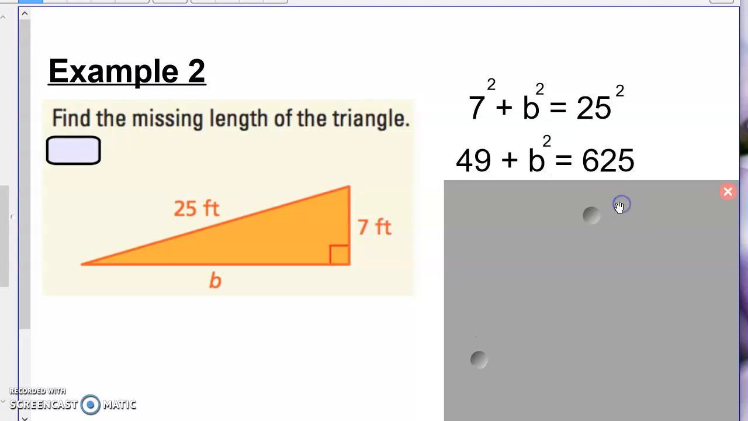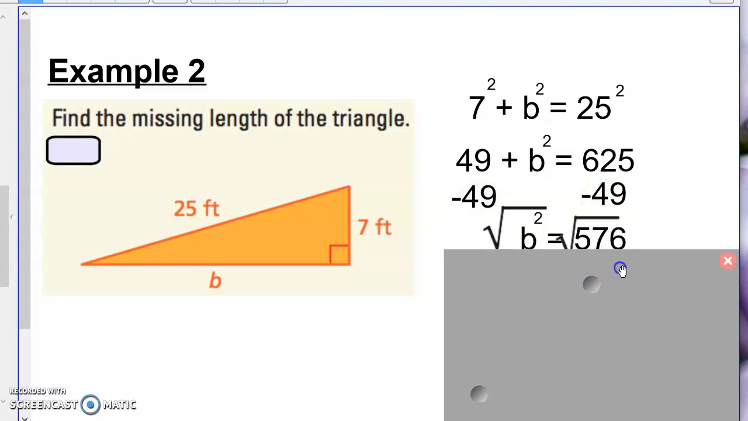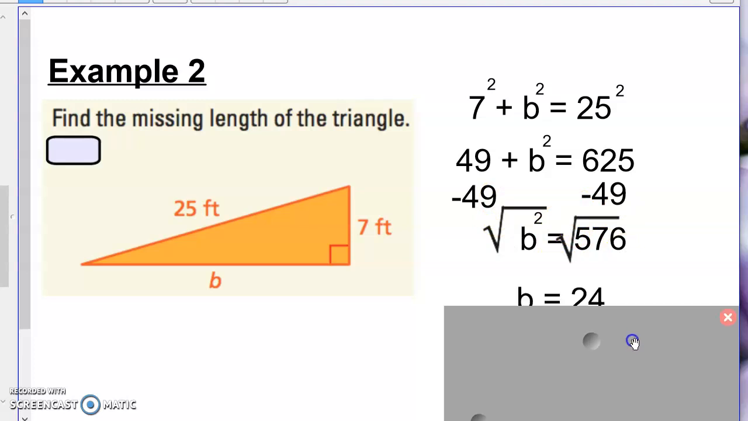Well, I can figure out what 7 squared is. Of course, it's 49. And I can figure out what 25 squared is. Of course, it's 625. Now, what's a little different than the last question is I have to get B squared by itself. So I subtract 49 on both sides. When I subtract 49 on both sides, that gives me 576. And now, similar to the last problem, now I just have to square root both sides to undo B squared, and that takes me to my answer of 24.